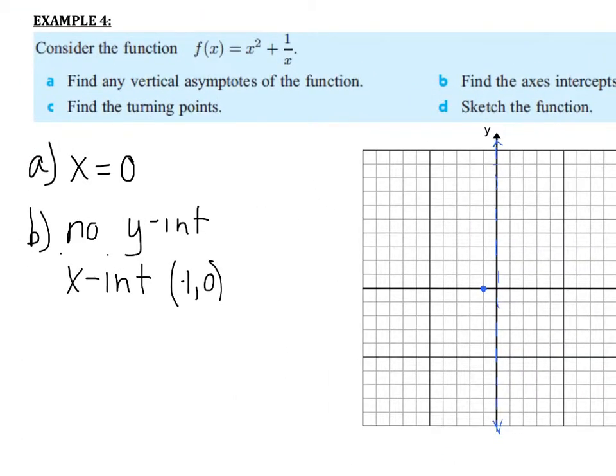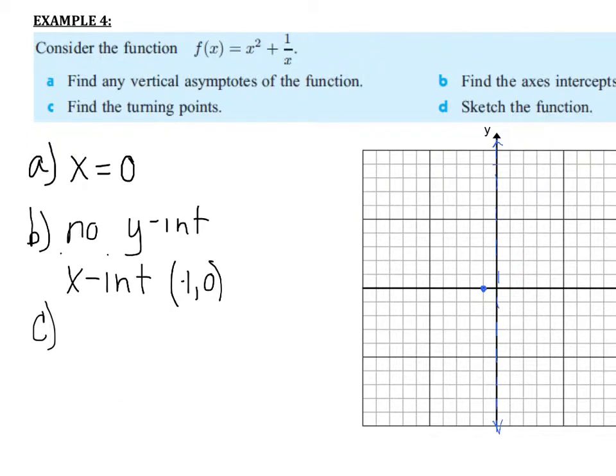Okay, part C then says find the turning points. Again, you can find the turning points by using the graphing calculator, and I would recommend that you do. You can see if you graph it on the graphing calculator, we have a function that kind of looks like this on the left-hand side of the asymptote, and then something like that on the right-hand side. So there's a turning point right here, and that is a minimum.